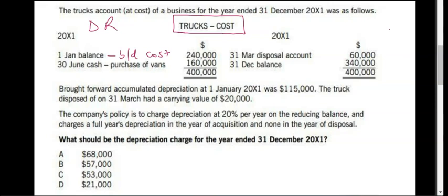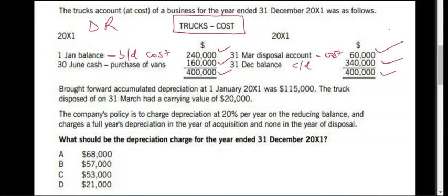These were the additions of 160,000, and the disposal account was showing the cost of the assets which were disposed of, and this is the balance carried down, the balance at the end of the year of 340,000. So from 240,000 we added 160,000 to become 400,000, and this is the same amount on the credit side. So our T account is balancing.